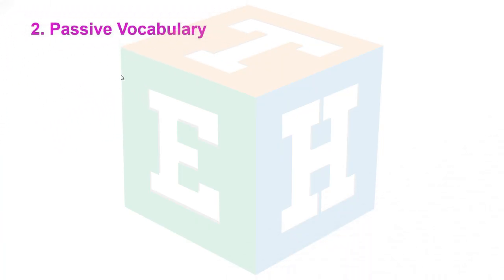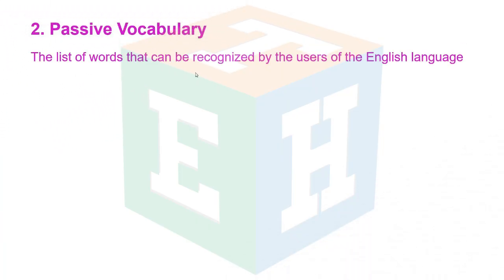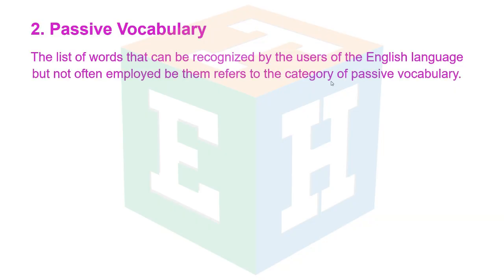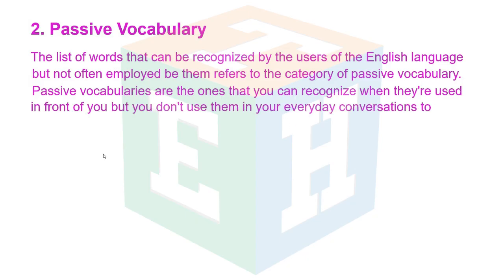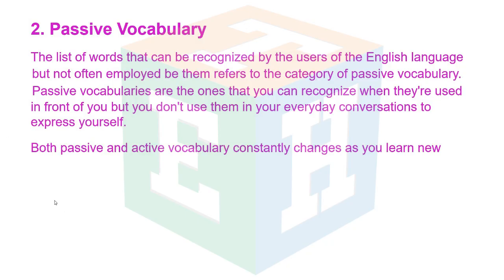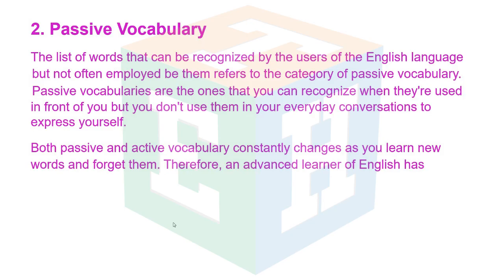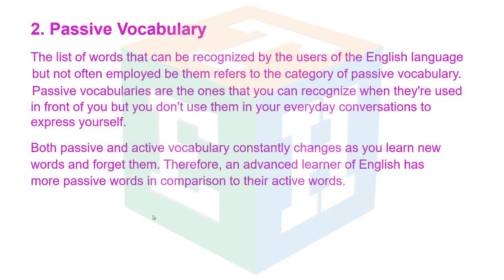Number 2, passive vocabulary. The list of words that can be recognized by the users of the English language but not often employed by them refers to the category of passive vocabulary. Passive vocabularies are the ones that you can recognize when they're used in front of you, but you don't use them in your everyday conversations to express yourself. Both passive and active vocabulary constantly change as you learn new words and forget them. Therefore, an advanced learner of English has more passive words in comparison to their active words.